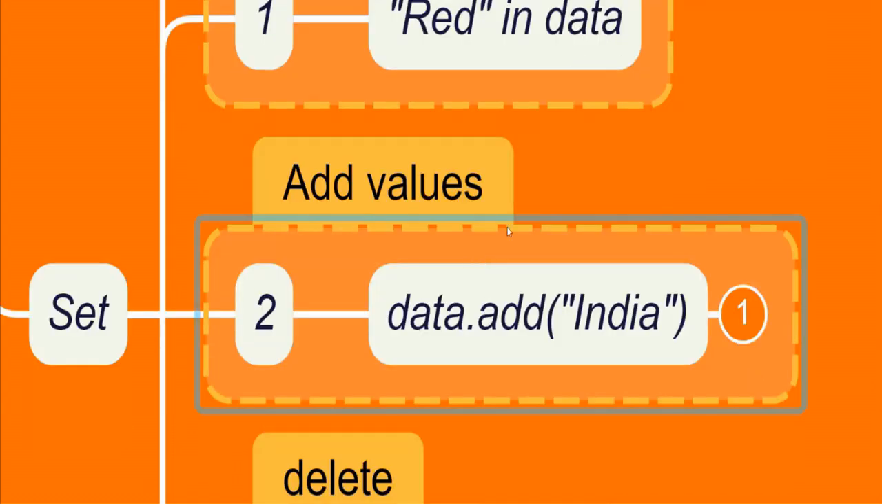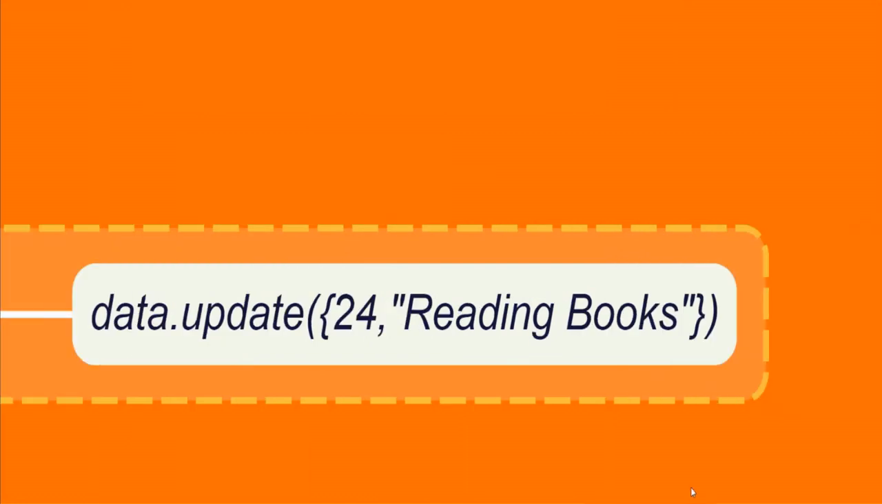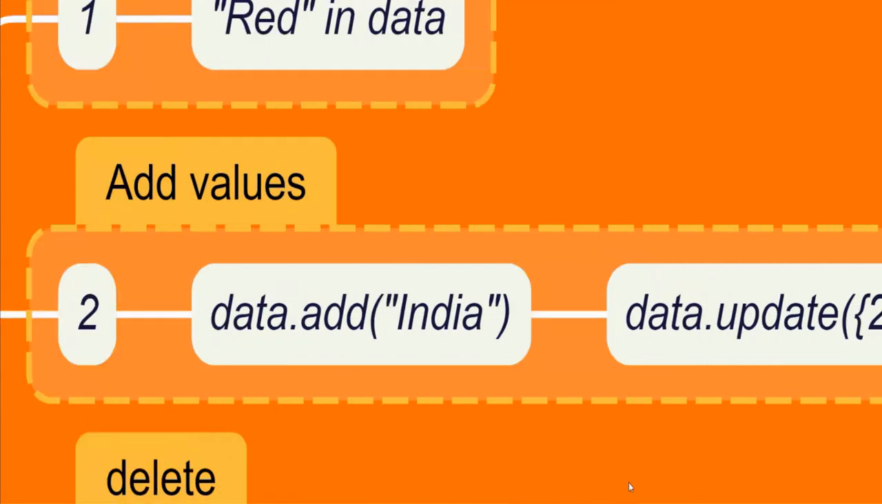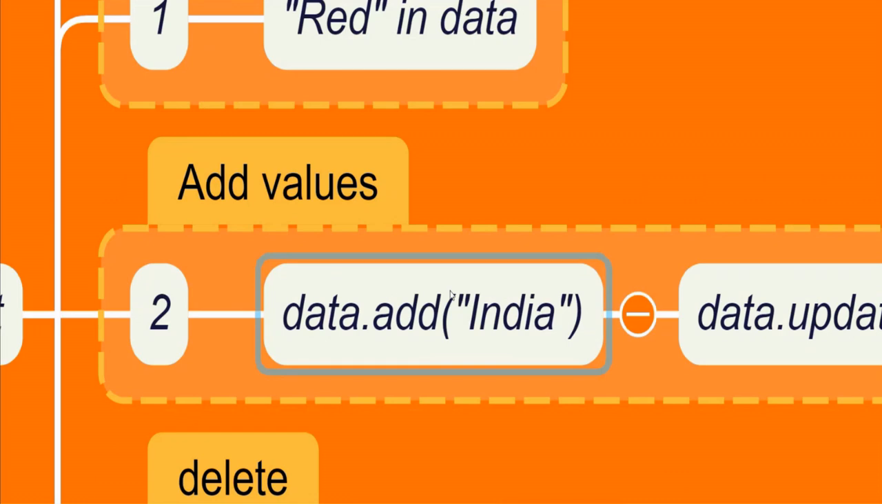But we can add whatever value you want to add. We can use the method called dot add, dot update. Like that we can add multiple values. Dot add is for a single value and dot update is for multiple values. Okay, these are all again some methods.